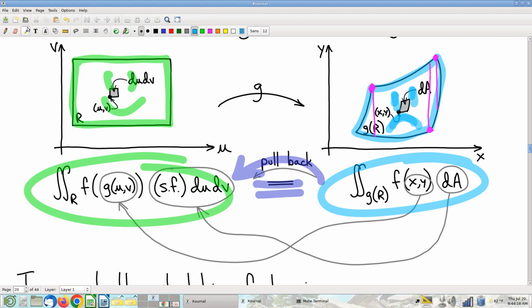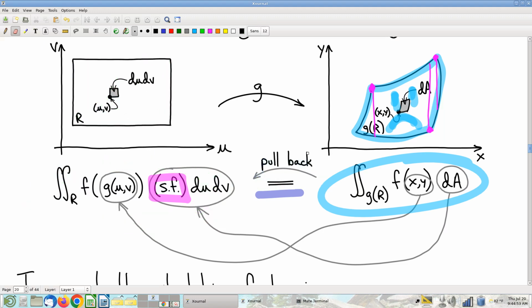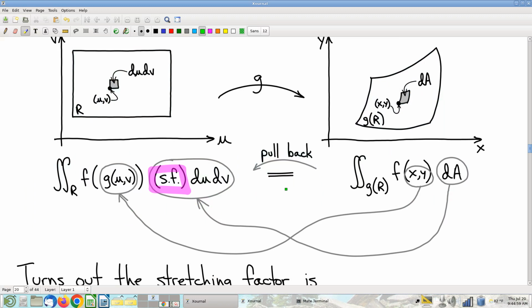But if I can pound out the little details, and again, there is this big looming question of what that stretching factor is. If I can figure out what that stretching factor is, effectively this means I can just throw away that blue integral. I don't need it. And instead, I can compute this integral over here on everybody's favorite domain for a double integral, namely a rectangle. Much nicer. Constant bounds. No corners. Really nice. Is everybody on board? Okay. All right, so that's the big idea, and now the looming question: what is this stretching factor?